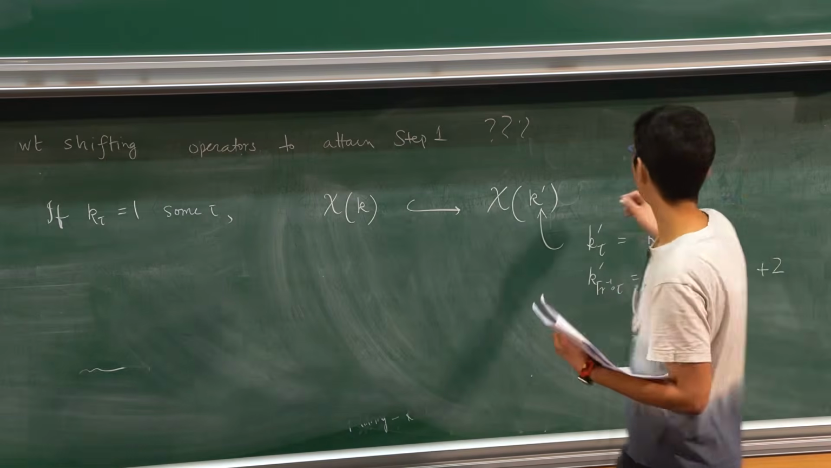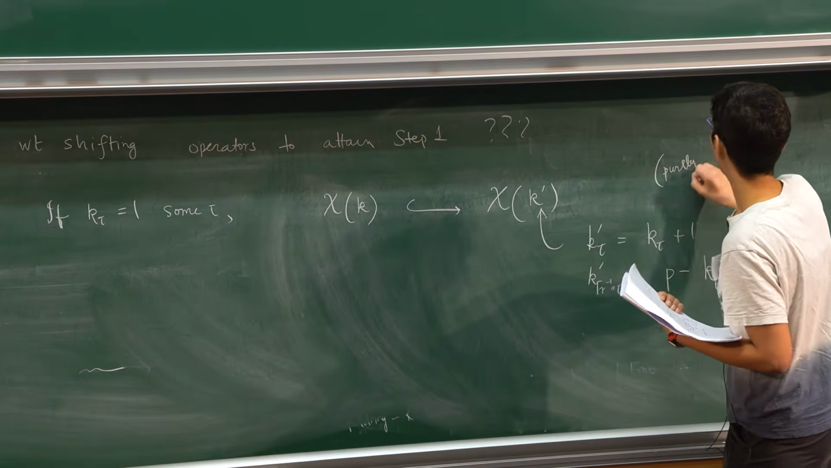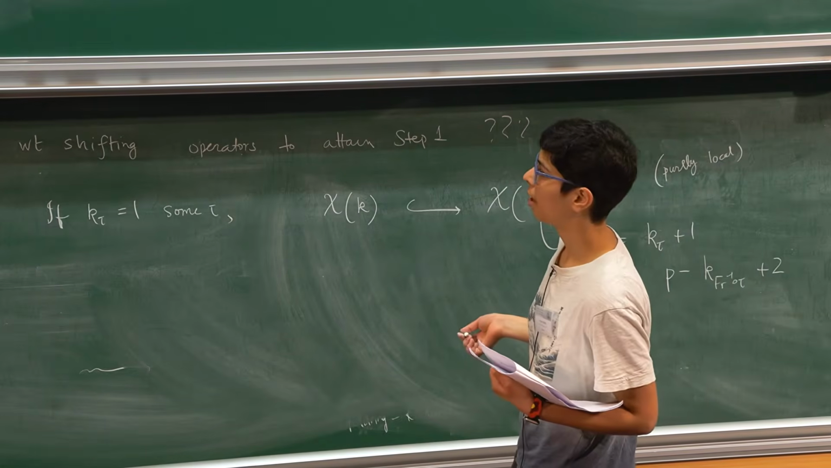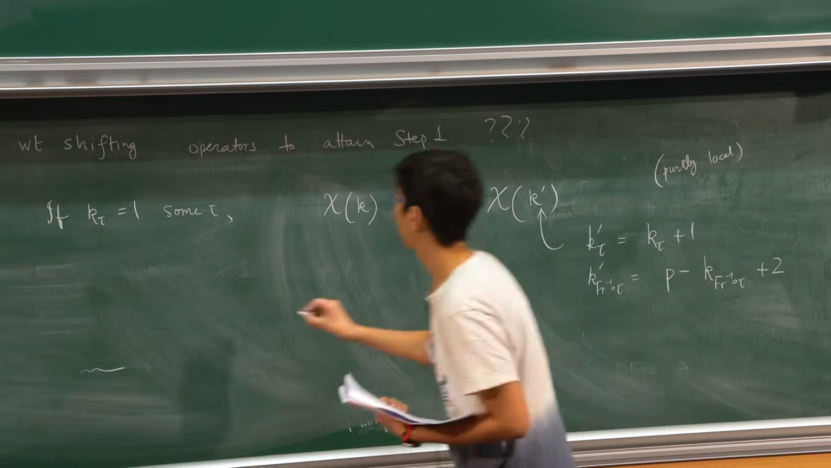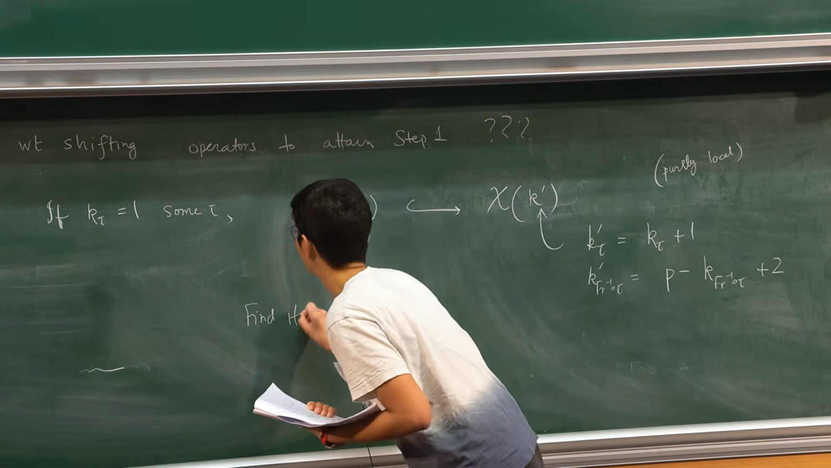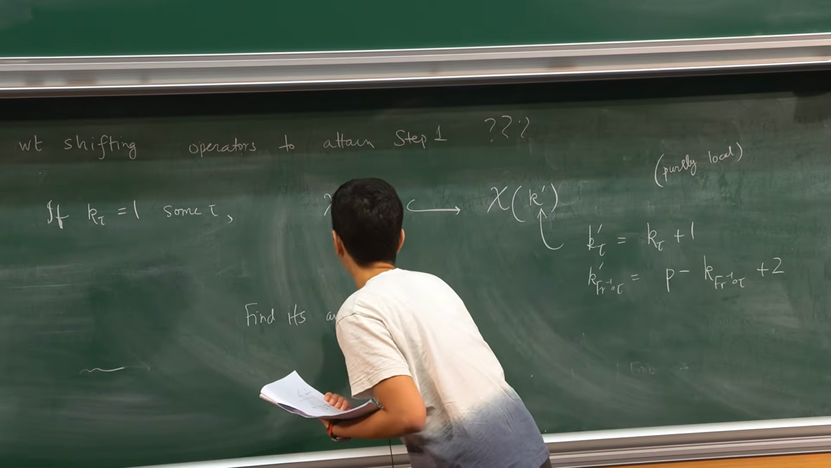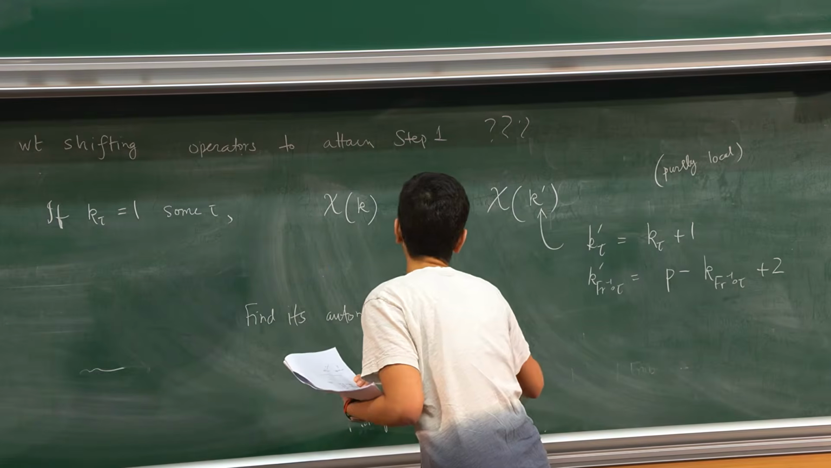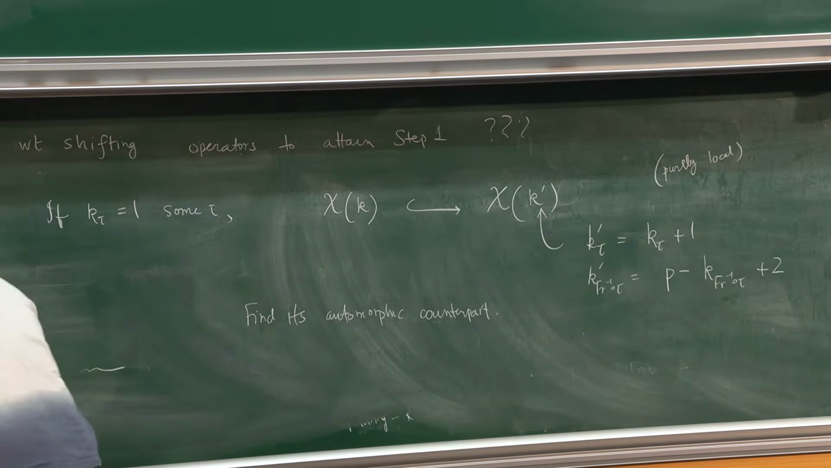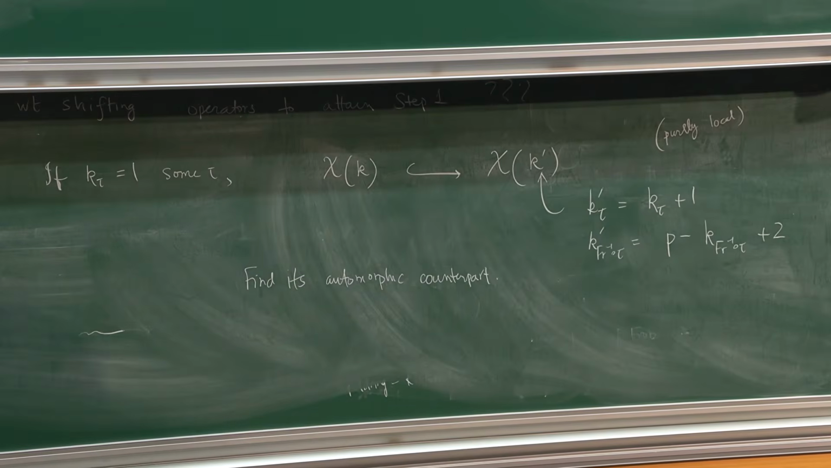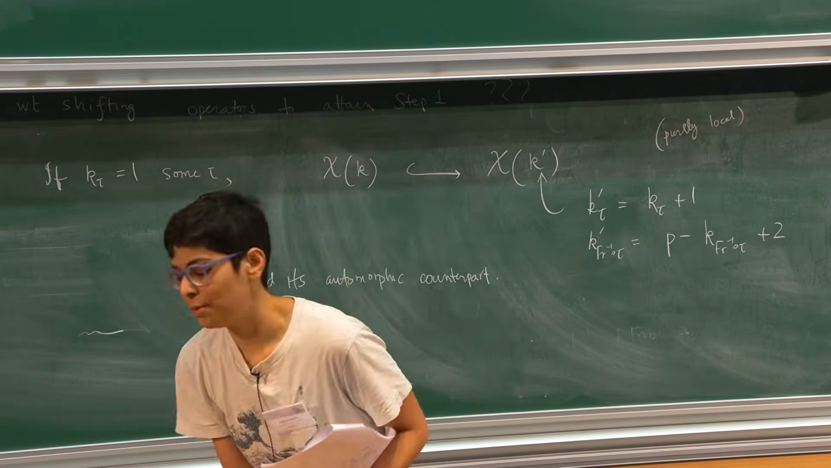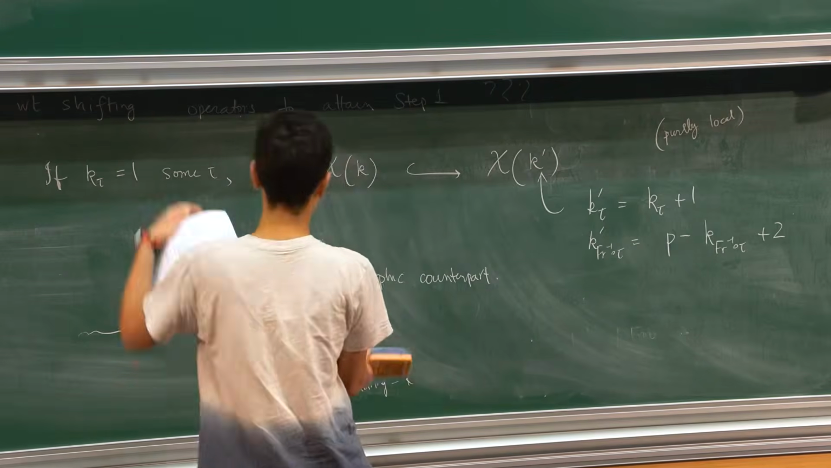So this is a purely local observation. This suggests this could be a candidate for a third weight shifting operator if we could find its automorphic counterpart. So the solution is, well, basically ask George Boxer. But more precisely, this is what he told us.